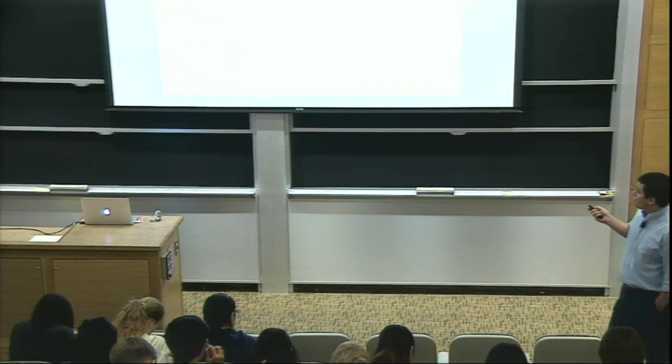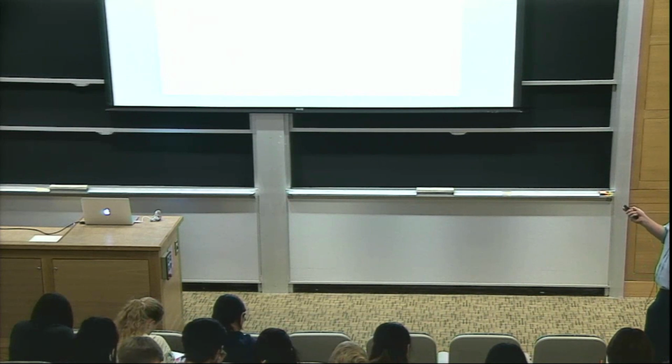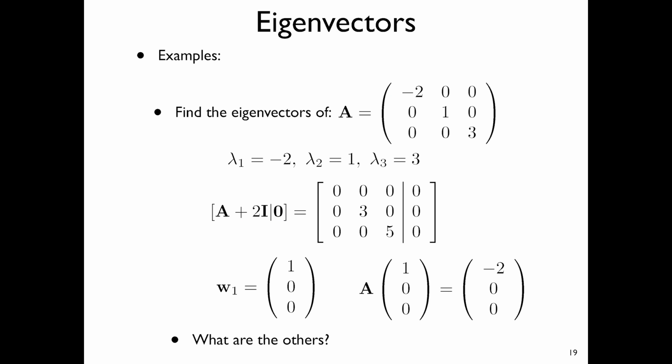Okay, so let's try something here. Let's try to find the eigenvectors of this matrix. I told you what the eigenvalues were. They were the diagonal values here, so they're -2, 1, and 3. Let's look for the eigenvector corresponding to this eigenvalue. So I want to solve this equation: A minus this particular lambda, which is -2, times identity, times the vector, equals 0. So I have to do Gaussian elimination on this matrix. It's already eliminated for me.